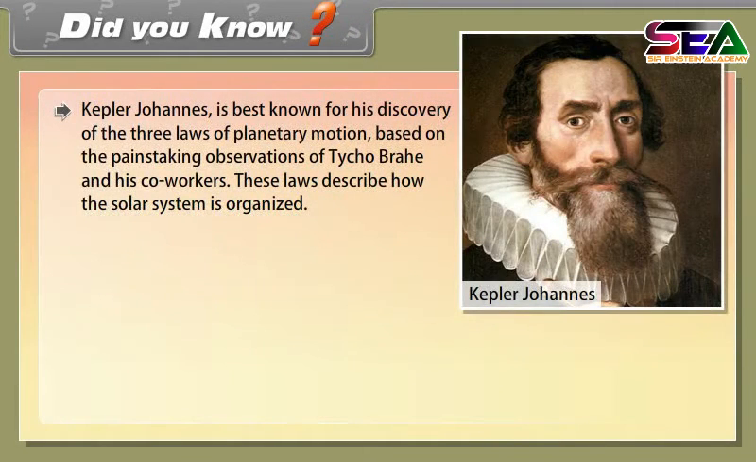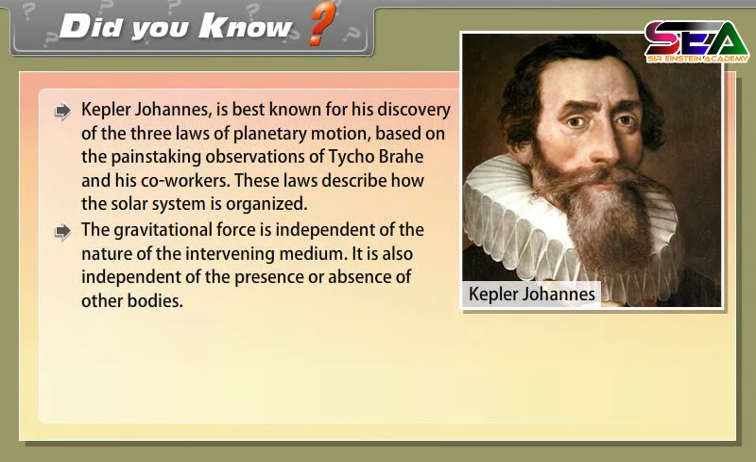Did you know? Johannes Kepler is best known for his discovery of the 3 laws of planetary motion, based on the painstaking observations of Tycho Brahe and his co-workers. These laws describe how the solar system is organized. The gravitational force is independent of the nature of the intervening medium. It is also independent of the presence or absence of other bodies.